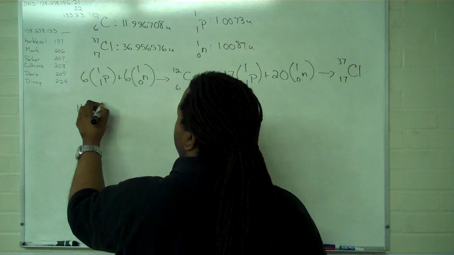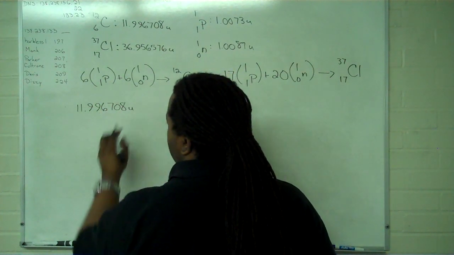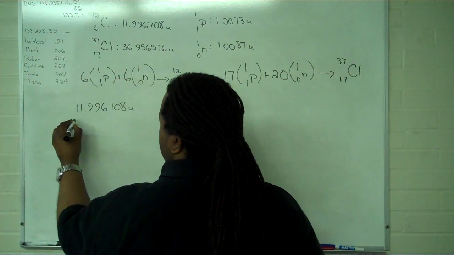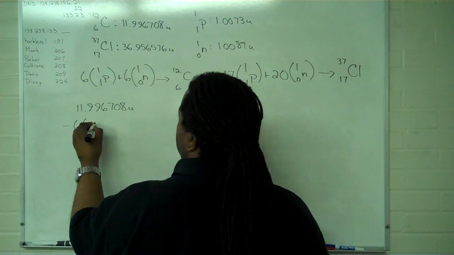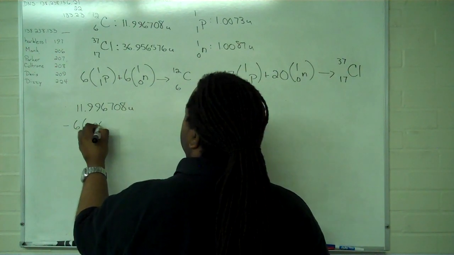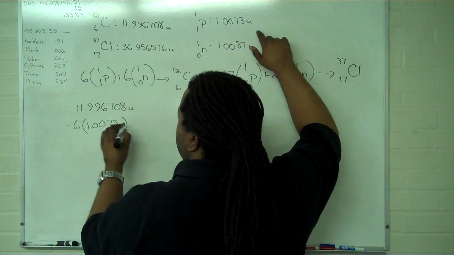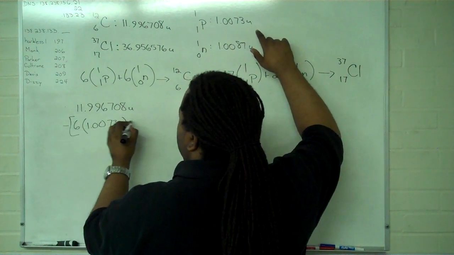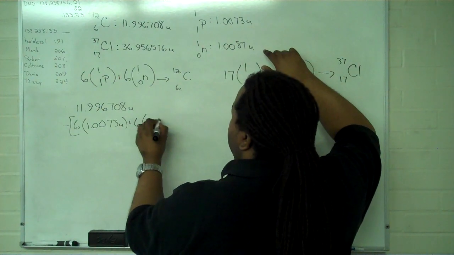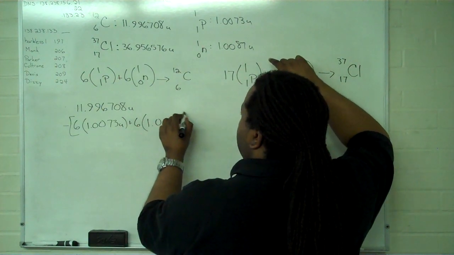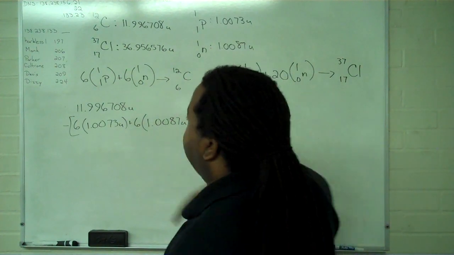So 11.996708 units. And we will subtract off 6 times the mass of the proton, 1.0073 units, and the mass of the neutrons, which is 6 times 1.0087 units. So we have products minus reactants.